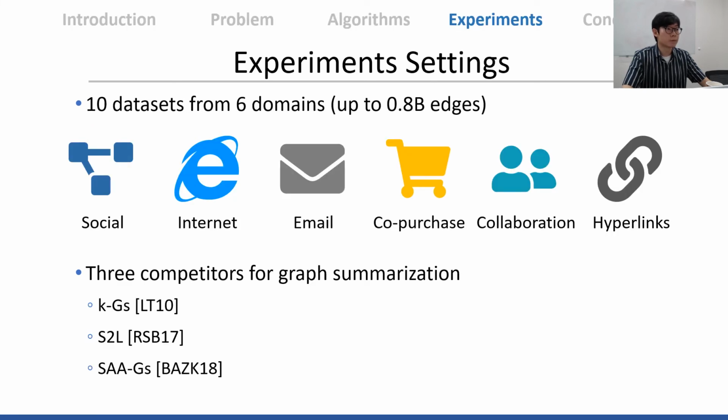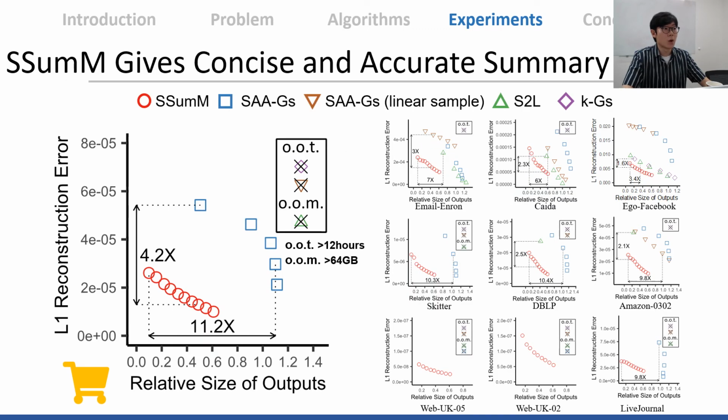We performed experiments on 10 real-world graphs with up to 0.8 billion edges. Datasets include web graphs, social networks, collaboration networks, and email networks. We compared SSumM with 3 existing algorithms for graph summarization: K-Gs, S2L, and SAAGS. We compared the size and reconstruction error of the summary graphs obtained by SSumM and its competitors. SSumM yields compact and accurate summary graphs.